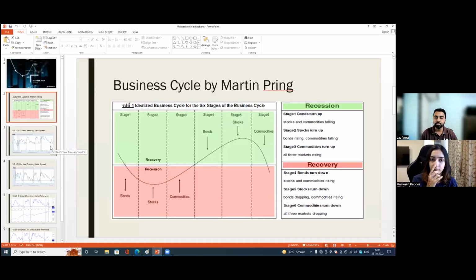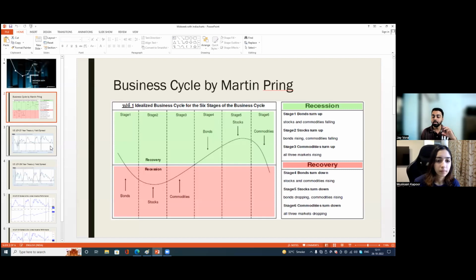So yeah, if you see, this is the business cycle by Martin Pring, wherein it tells you that this business cycle basically has 6 stages, in which, at some point of time, bonds bottom out, then stocks bottom out, then commodities bottom out, then bonds at some point of time peak out, stocks peak out, and commodities peak out. And these all happen in stages.